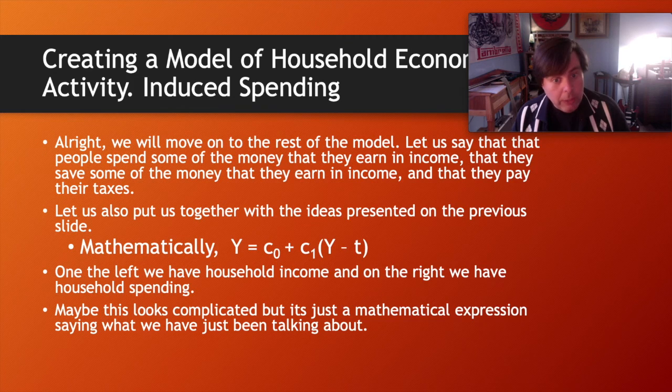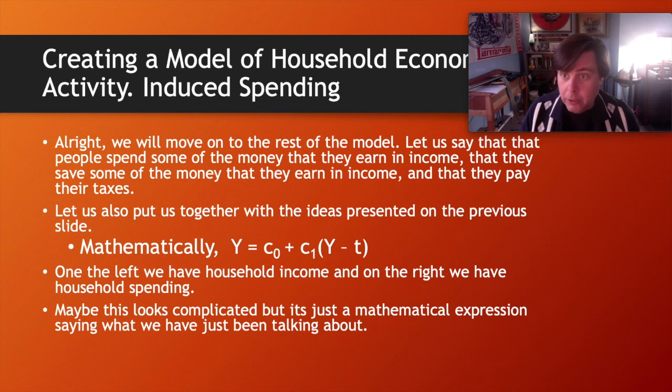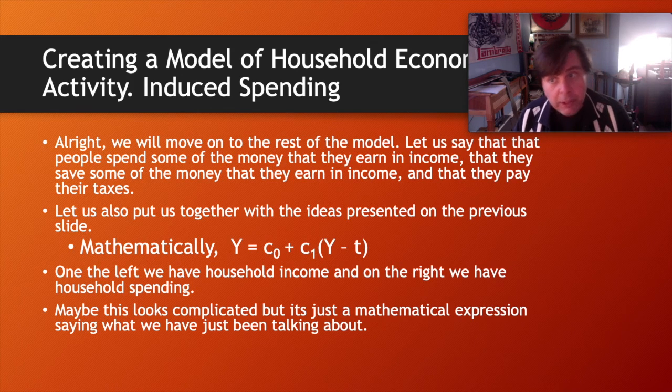Mathematically, y equals C0 plus C1 times the quantity y minus t, where C0 is autonomous spending, C1 times y is induced spending, making C1 particularly what? C1 is the relationship between changes in income and how my spending changes. So for example, every time I get another dollar in income, if I spend 90 cents of it, then C1 is 0.9.